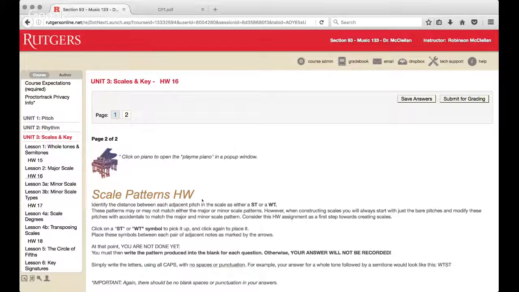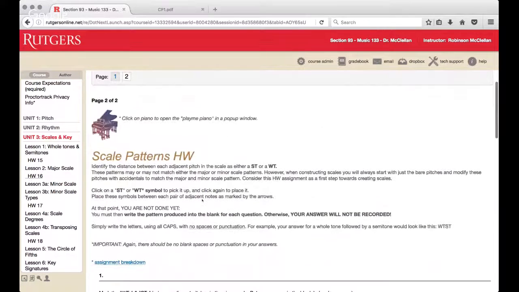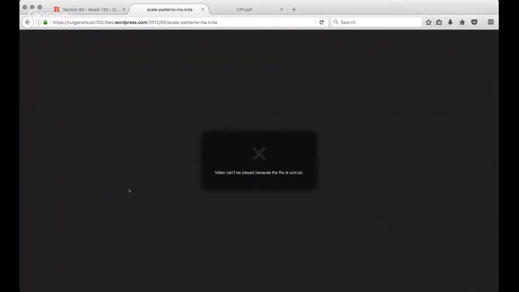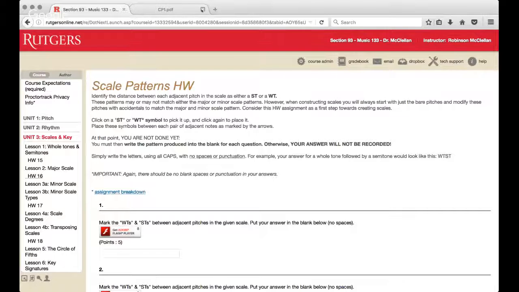I got a couple of questions about this homework, and I think I can just describe it. Basically, the thing to remember with scales that I think is hard to remember sometimes is that the pattern of semitones and whole tones is the thing that determines the scale. It's not something that you're trying to find in the notes that you have. It's the thing that determines what the notes will be.